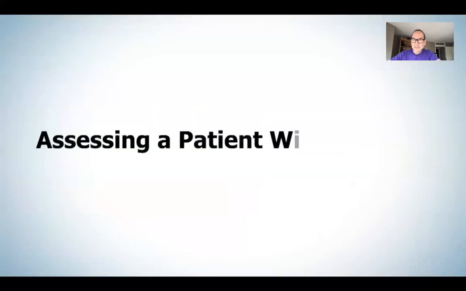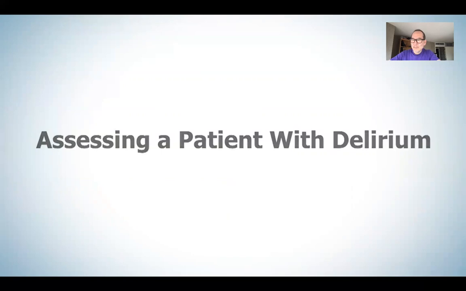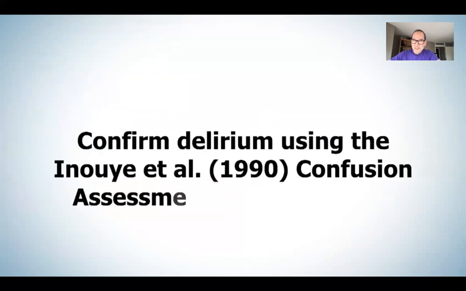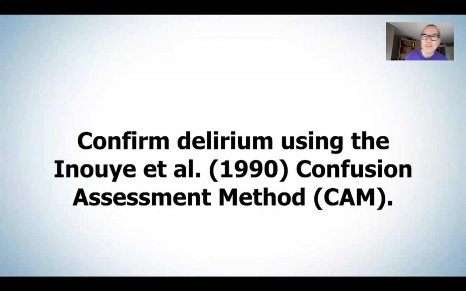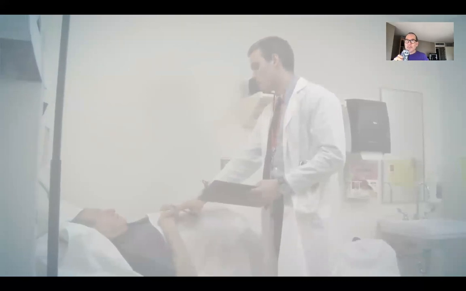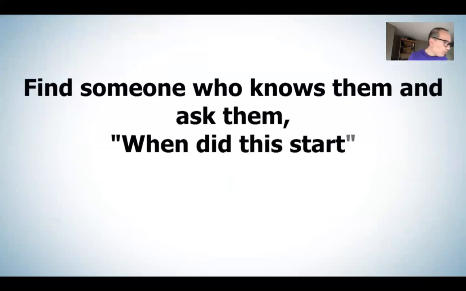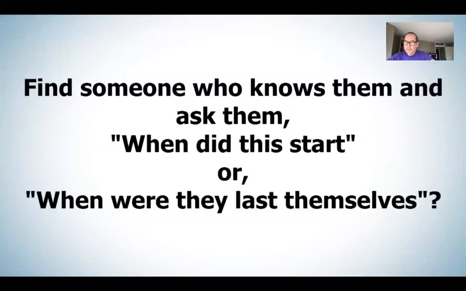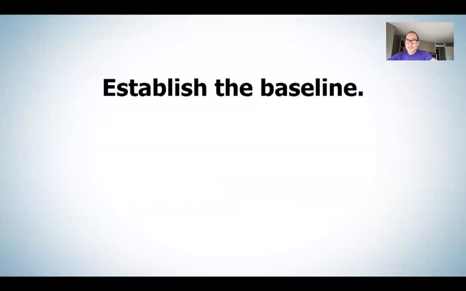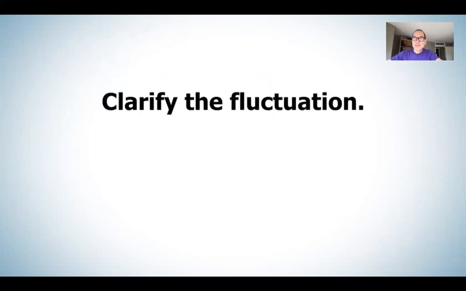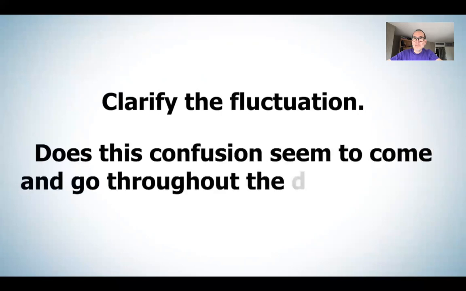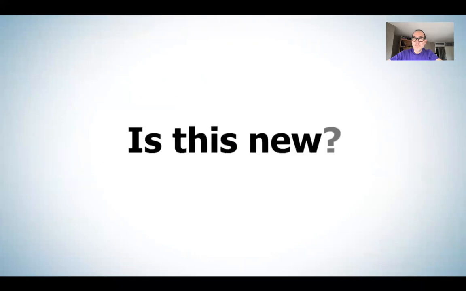In a patient with delirium, there are a few things that you should and should not do. You should aim to confirm that delirium is present using the Inouye et al. Confusion Assessment Method. Find out how long they've been in their present confused or disorganized state. Find someone who knows them and ask them, when did this start, or when were they last themselves? Establish the baseline. Are they normally cognitively intact, or do they have a history of dementia or memory problems? Clarify the fluctuation. Does this confusion seem to come and go throughout the day or night? Is this new?